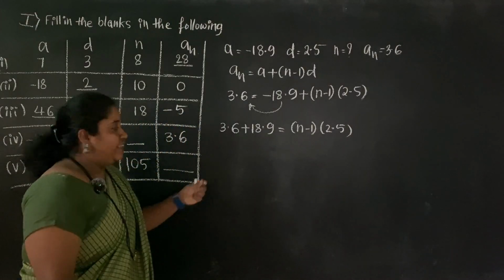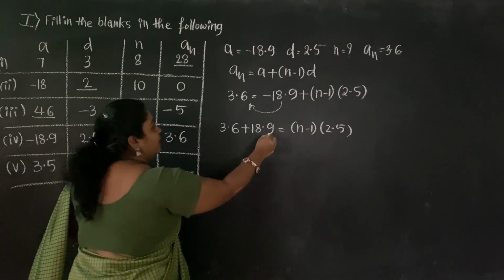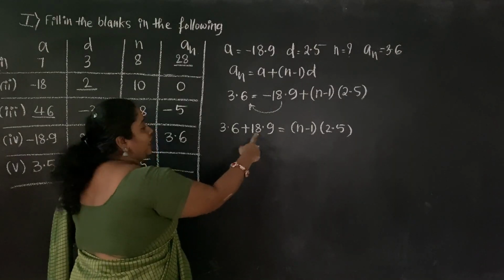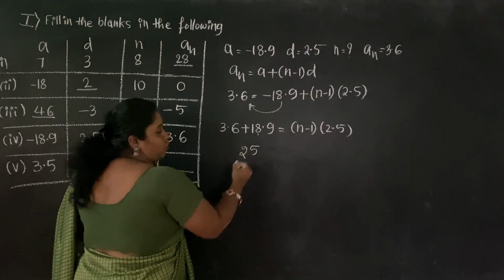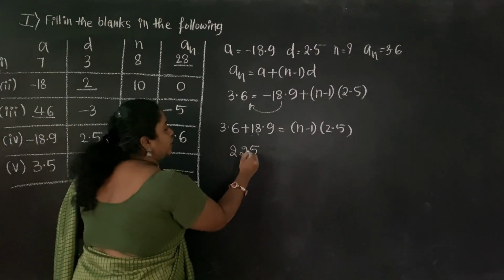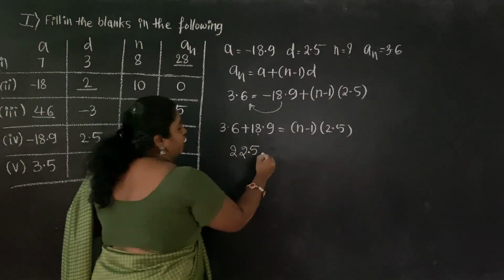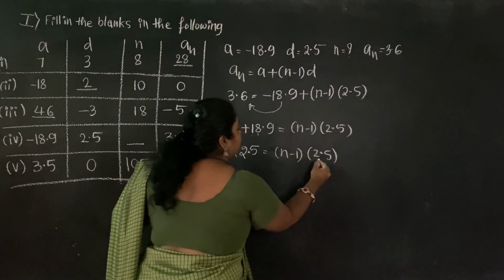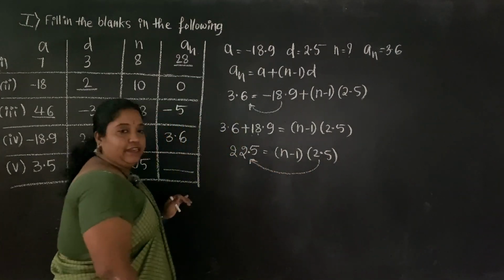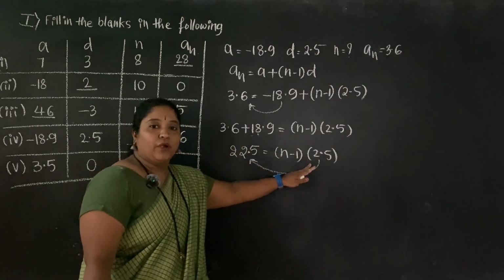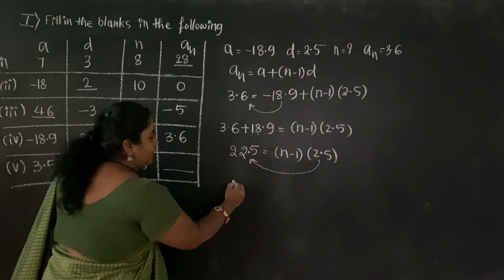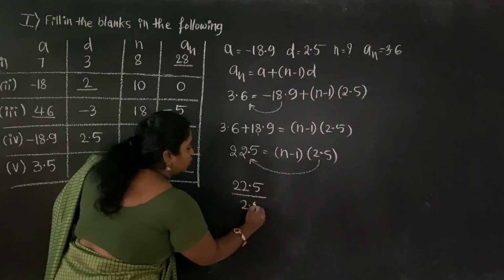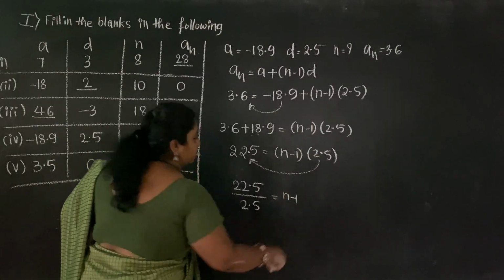Is it not? Let me add them. See dear, 9 plus 6, 15, carry 1. 8 plus 1, 9. 9 plus 3, 12, carry 1. So I'll be having 22.5 is equal to n minus 1 into 2.5. Bring this 2.5 to this side. Multiplication 2.5 turns to be division. So I'll be having here 22.5 divided by 2.5 is equal to n minus 1.